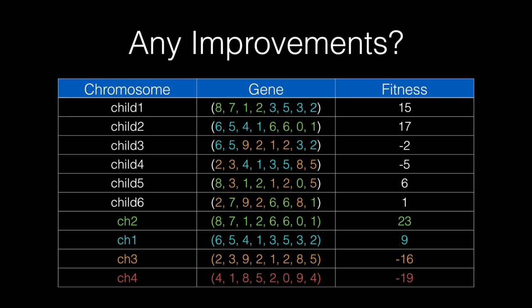So here's all the child chromosomes and the parent chromosomes. Why don't we sort this with the highest fitness at the top? Well, as it shows, none of the child chromosomes managed to have a higher fitness than the parent chromosome CH2. But all the child chromosomes were fitter than half of the parents, meaning that there is some improvement from the average, but not objectively because they were not higher than chromosome 2.